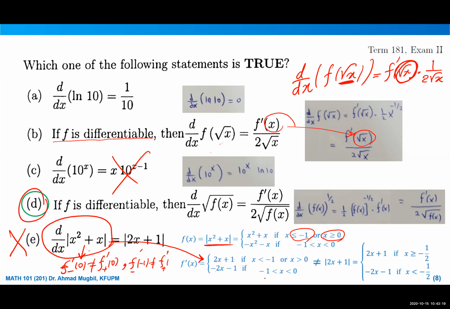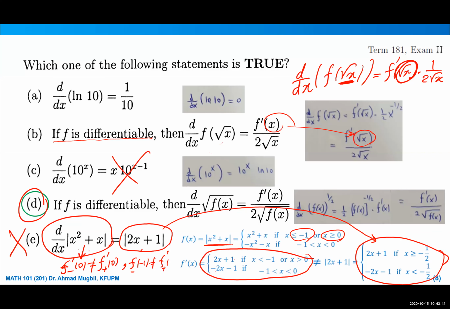But look at this. The absolute value of 2x plus 1 is 2x plus 1 and negative 2x minus 1. But this one is when x is greater than -1/2, and this is when x is less than -1/2. And look, are they the same? Is this function the same as this function? Of course not. They are not the same.